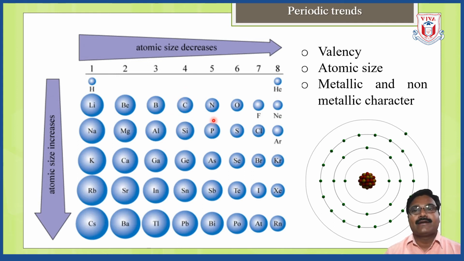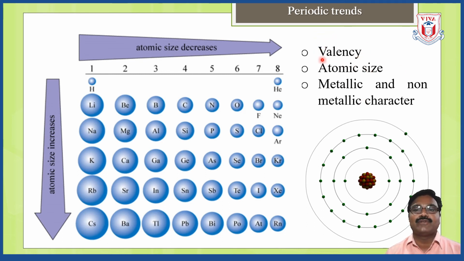There are some periodic trends in the modern periodic table. Let us see which they are. They are valency, atomic size, and metallic and non-metallic character. These trends all depend on the electronic configuration of elements. Let us see them one by one.